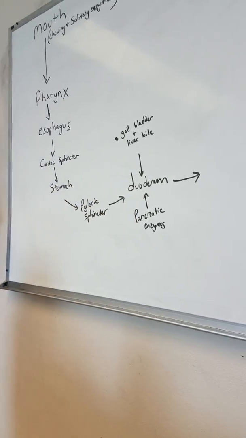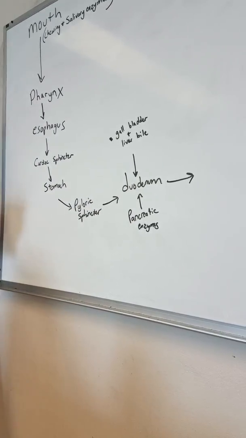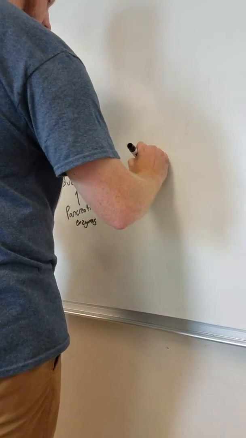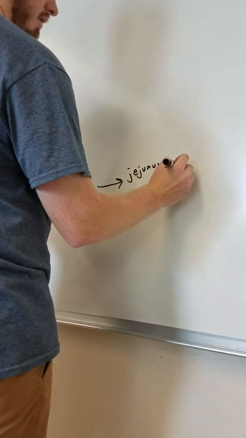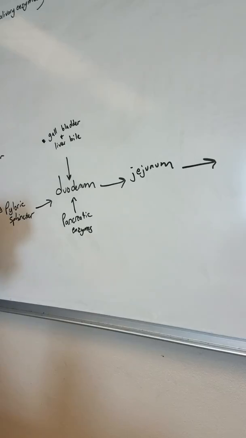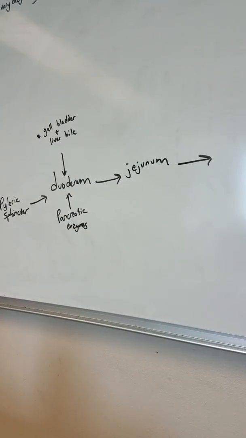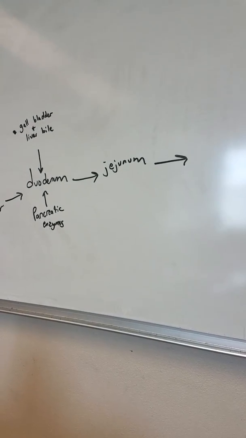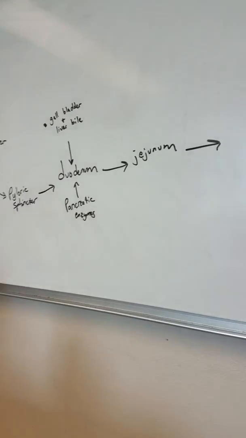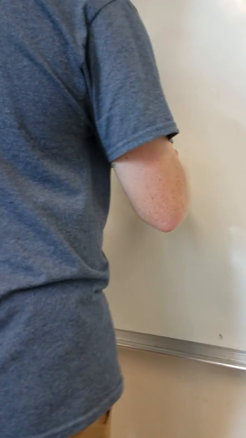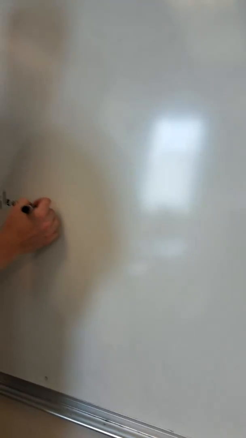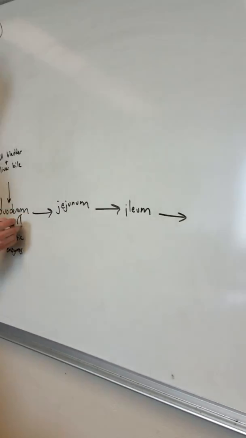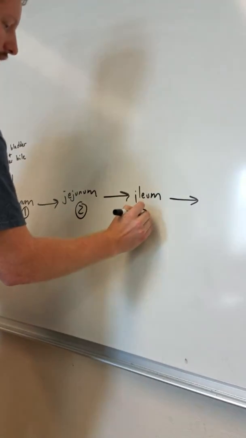All right, so what's after the duodenum? Remember, this is the first part of the small intestine. We have the jejunum. All right, so remember the note for that is that's where primarily absorption happens. And then what's the third part of the small intestine? The ileum. All right, so I'll put numbers next to these. These are the 3 different parts of the small intestine.